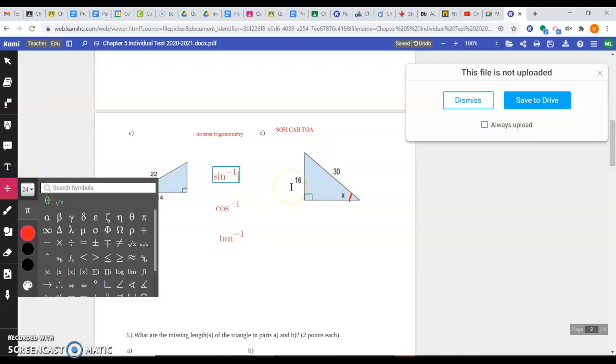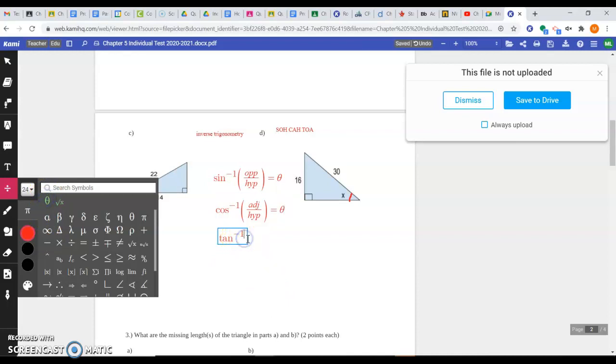For sine inverse, how it works is a little bit different. In the parentheses, you have the opposite side divided by the hypotenuse. You plug that into your calculator, and you'll get out the angle, which is going to be your answer. For cosine inverse, you plug in the adjacent side divided by the hypotenuse, and whatever you get in your calculator is going to be your angle.